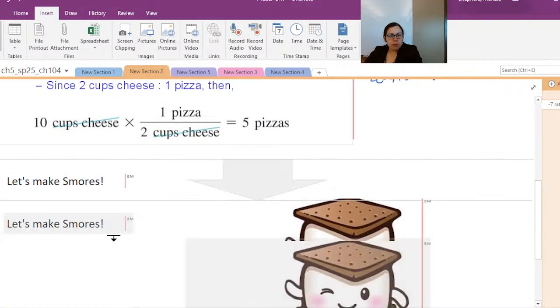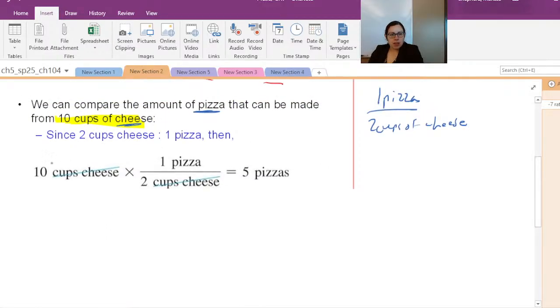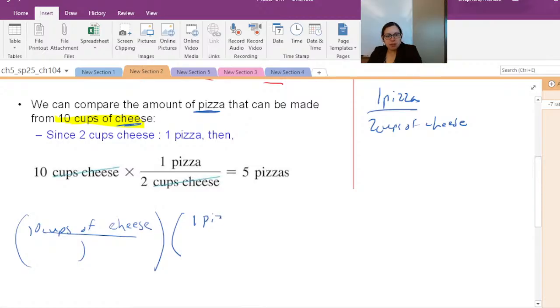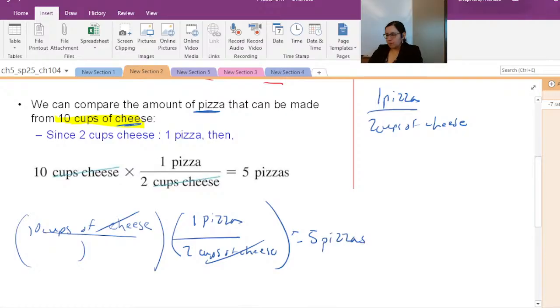And again, let's just walk through this. And so we begin with 10 cups of cheese. Set up our dimensional analysis. So we want to figure out how many pizzas we can make. So pizzas goes on top. Cups of cheese goes on bottom. And that cancels. So cups of cheese cancels. We have 10 divided by 2. And so now we get 5 pizzas, just like they got there.